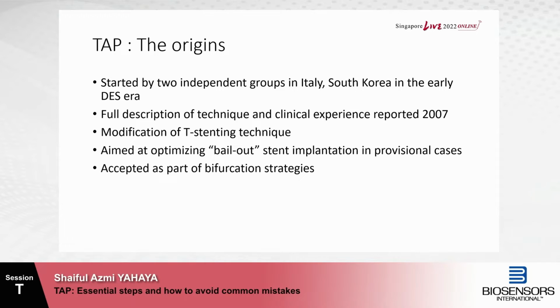The origins of TAP: it started with two independent groups in Italy and South Korea in the early DES era, and the full description of the technique and clinical experience was actually reported back in 2007. It is essentially a modification of a T stenting technique. It was aimed at optimizing bailout stent implantation in provisional cases, and as the years went by, it was accepted as part of bifurcation strategies for PCI.